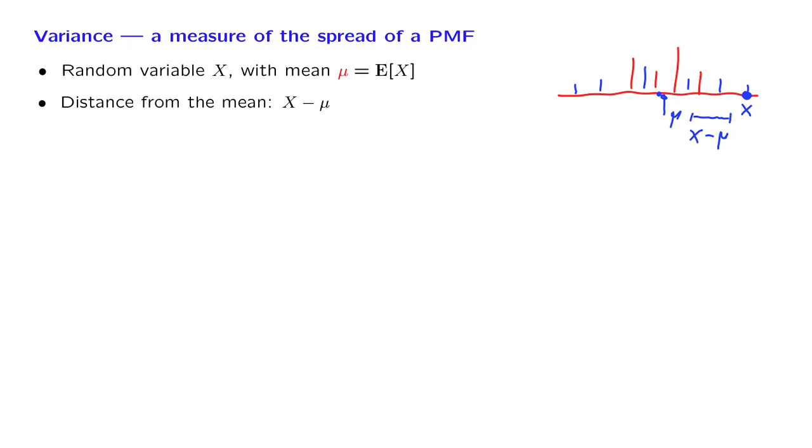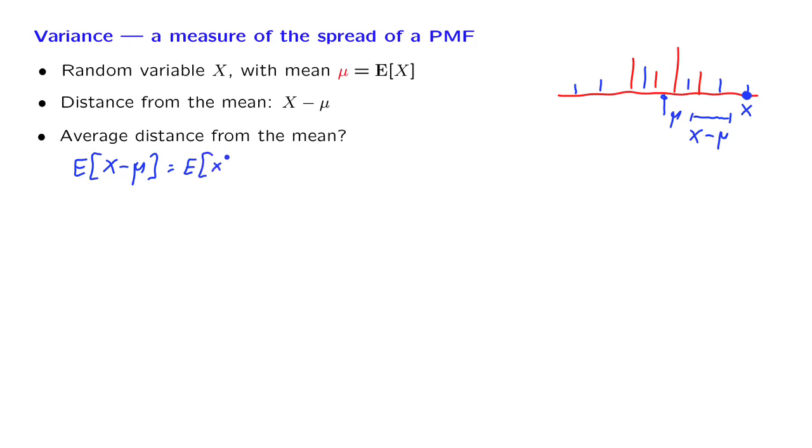What can we say about the distance from the mean? Let us calculate its average or expected value. The expected value of the distance from the mean, which is this quantity, using linearity of expectations, is equal to the expected value of x minus the constant mu, but the expected value of x is by definition equal to mu, and so we obtain 0. So we see that the average value of the distance from the mean is always 0, and so it is uninformative.